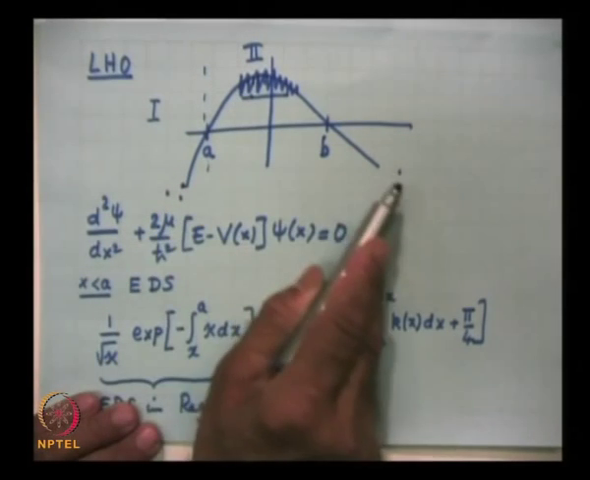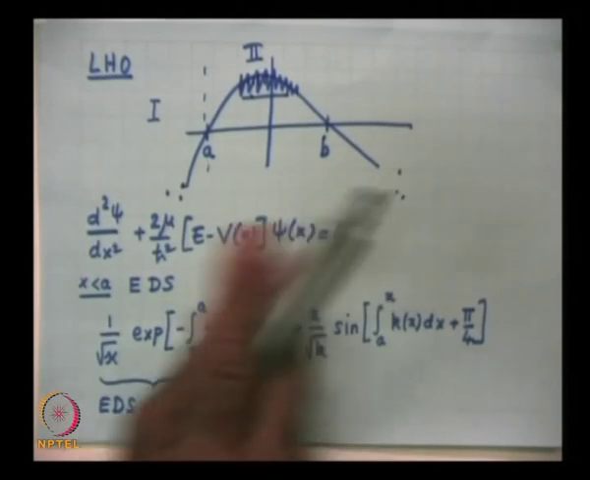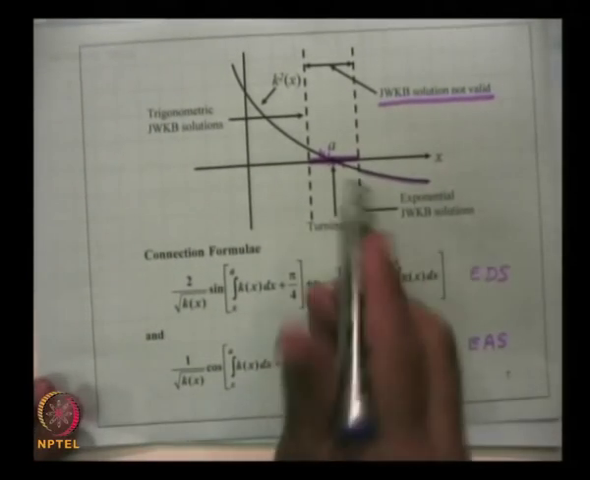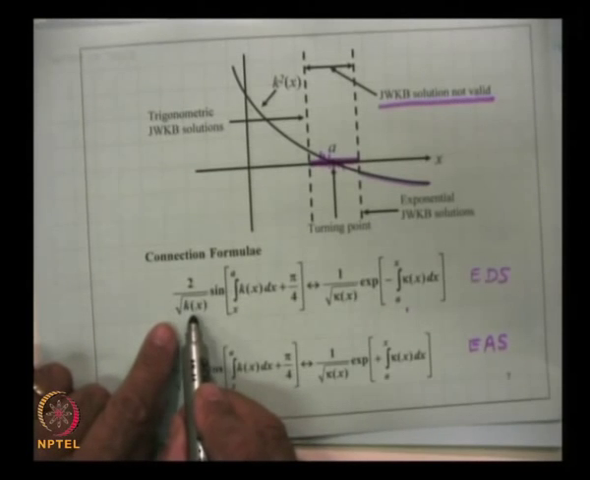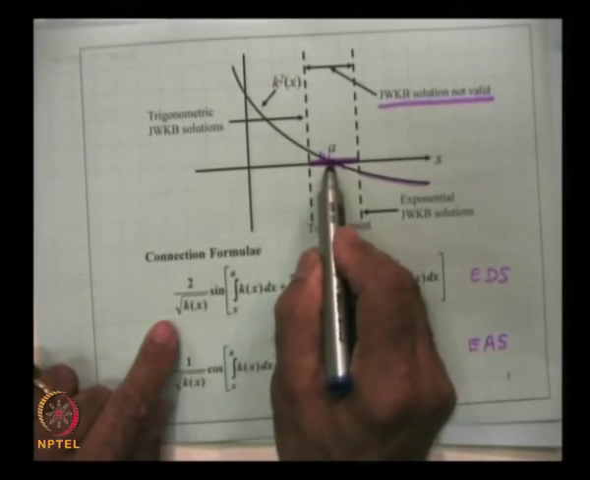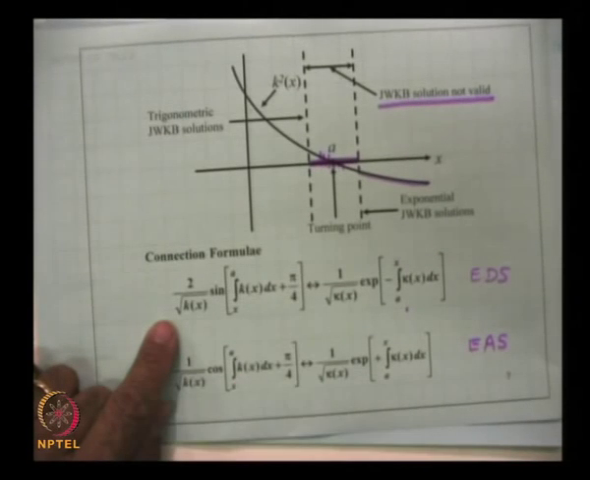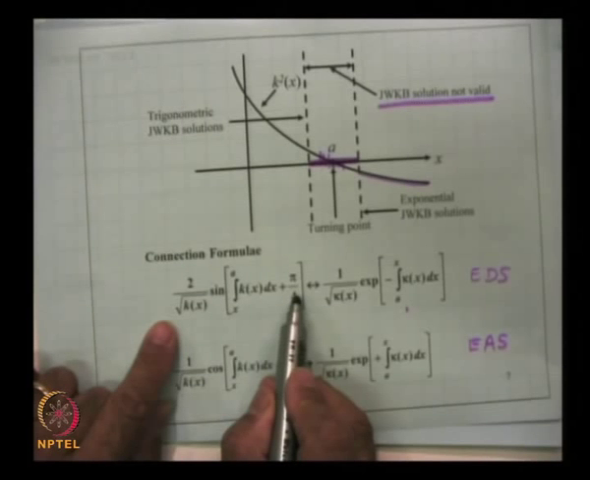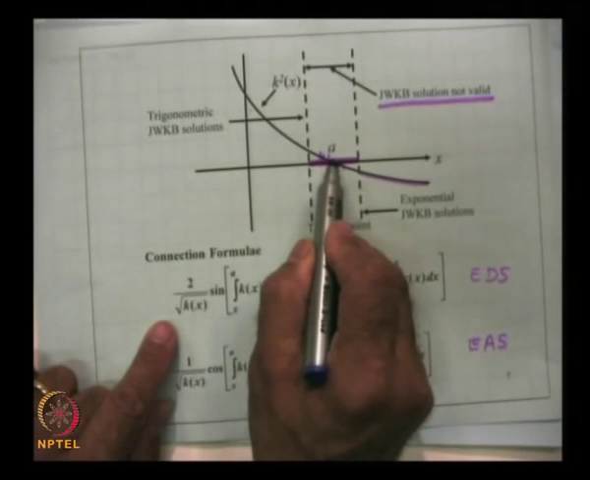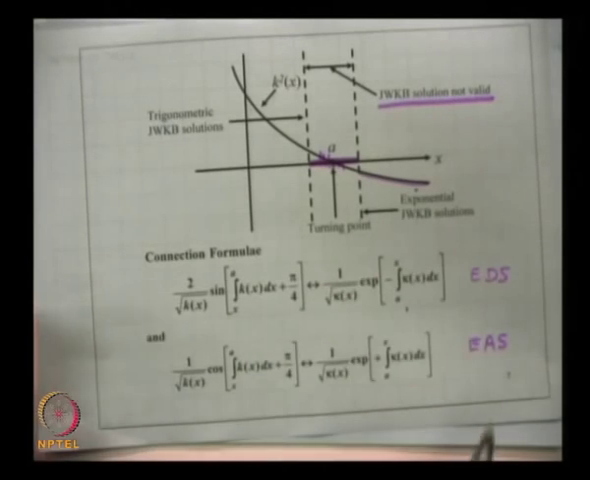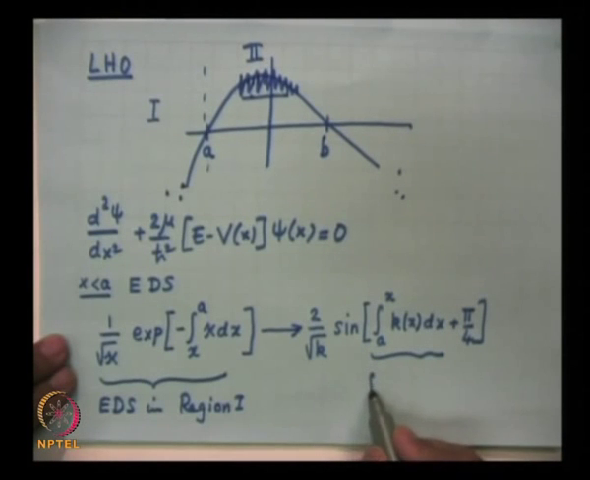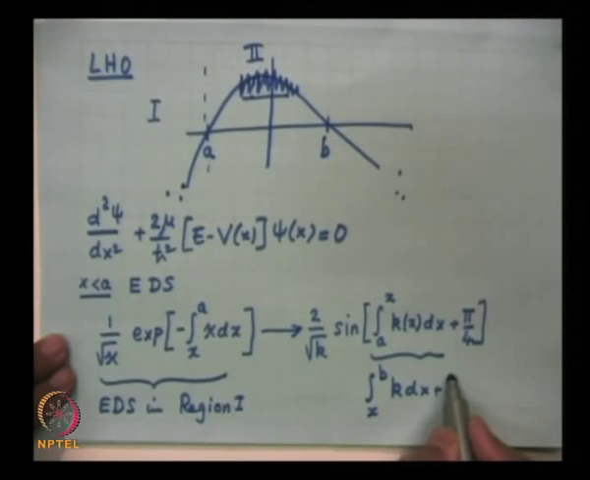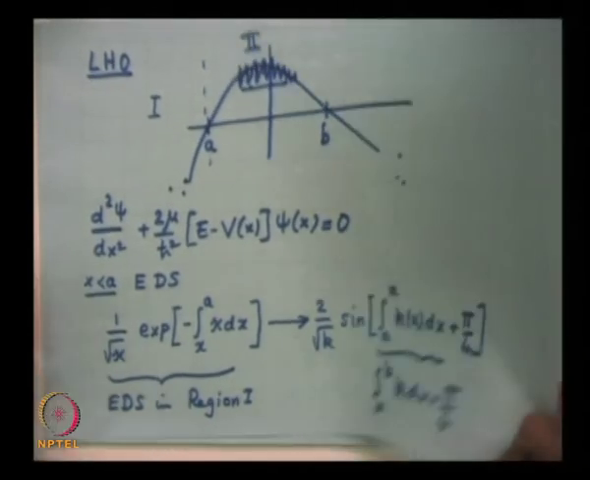Now, I want to get a solution in this region. For that, let us suppose this is the point b. Then I must write this solution in terms of the integral x to b k dx plus pi by 4. The argument has to be like this, and then and only then can I hop over this turning point and go to this side. So, instead of this, I must have an expression like integral x to b k dx plus pi by 4. It will become clear in a moment.